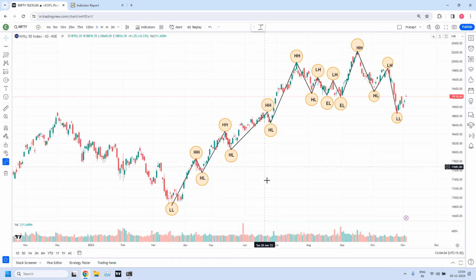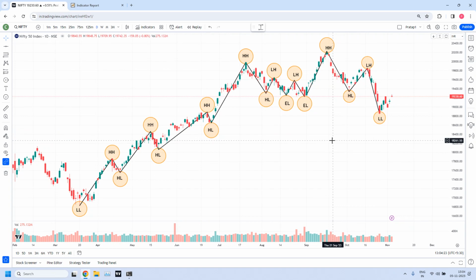Now, the third step, we compared the swing highs and swing lows. Based on that, we derived whether it is higher high, higher low, lower high, lower low, equal high, or equal low. After that, we applied the rule. What is the rule? If it is a higher high and a higher low, it is an uptrend. If it is a lower high and lower low, it is a downtrend. Other than these two combinations, anything is sideways.